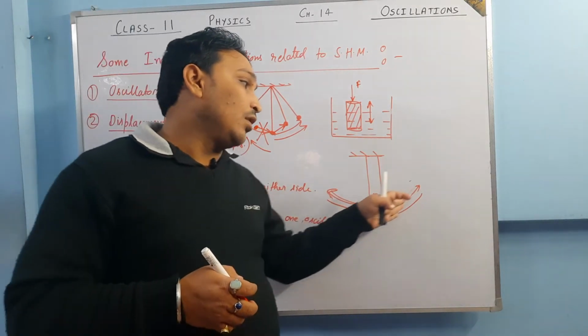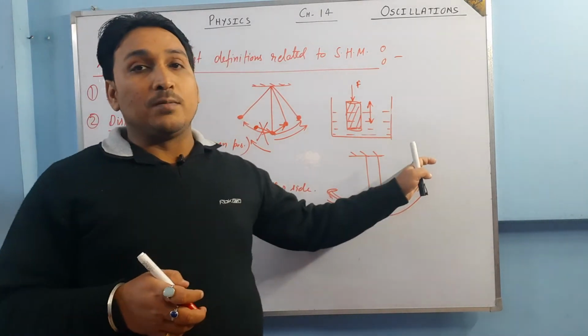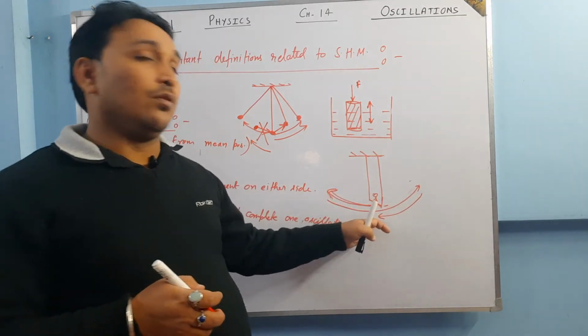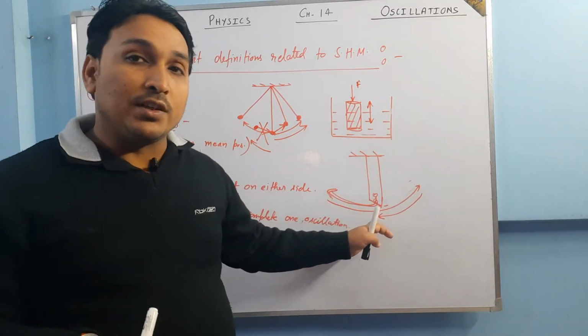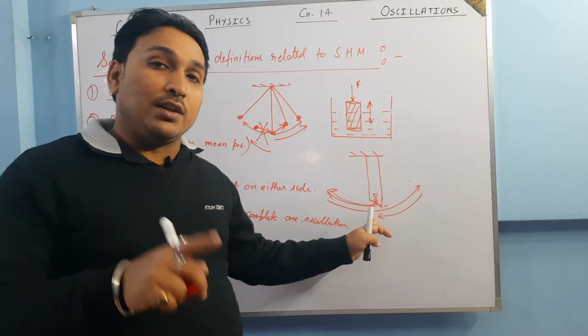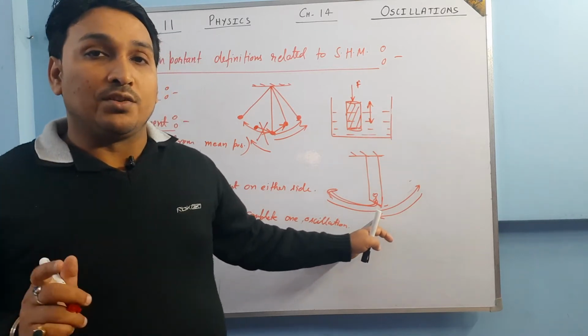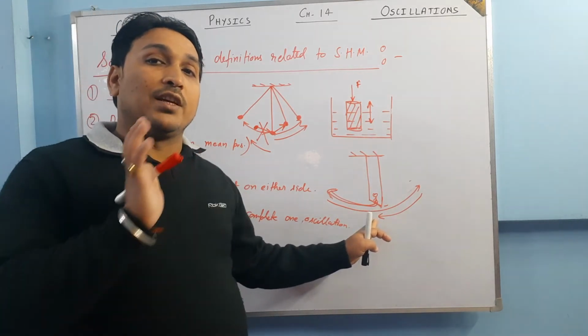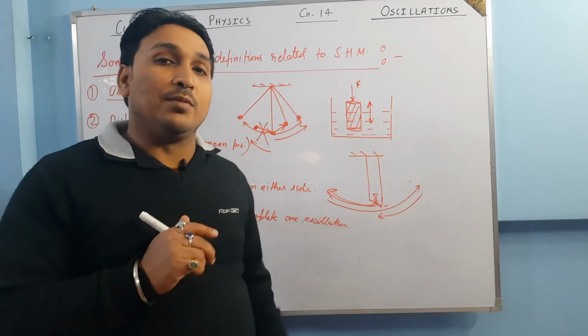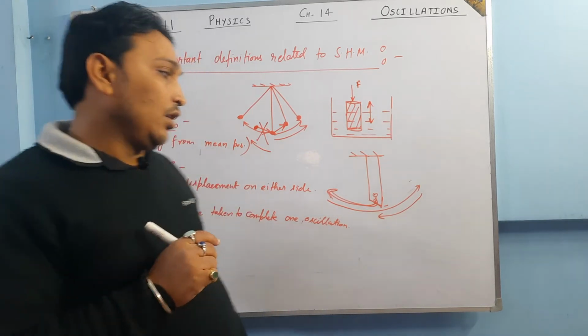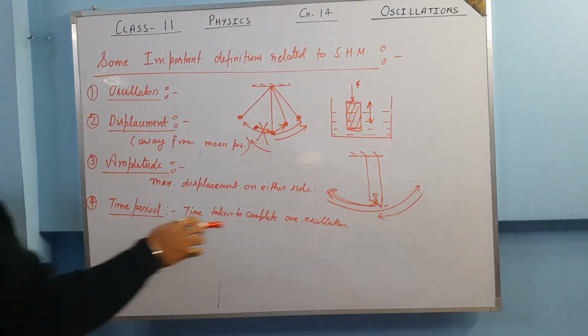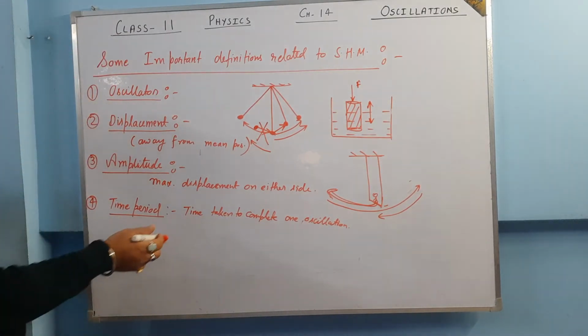one oscillation from the mean position to the maximum displacement, again from that displacement to the displacement on the other side, then you come back to the mean position. Then you are said to have one complete oscillation. Now one complete oscillation has been done. So the time taken to complete one oscillation, and we'll discuss the formula also.